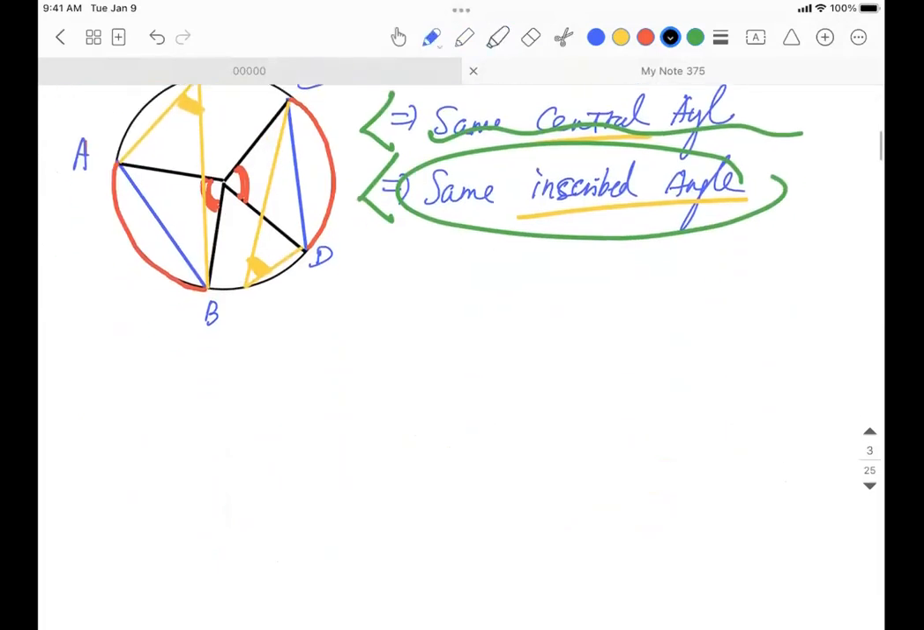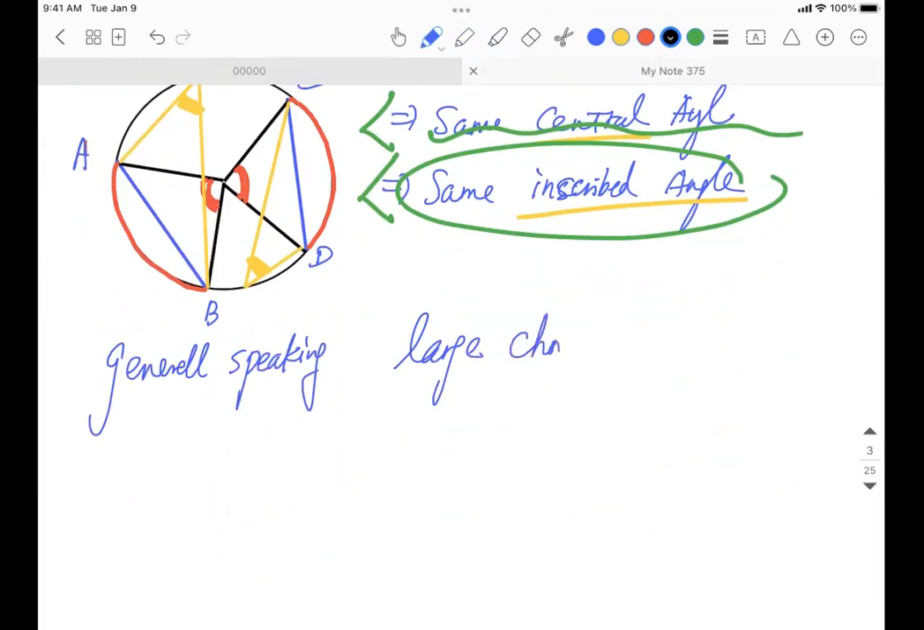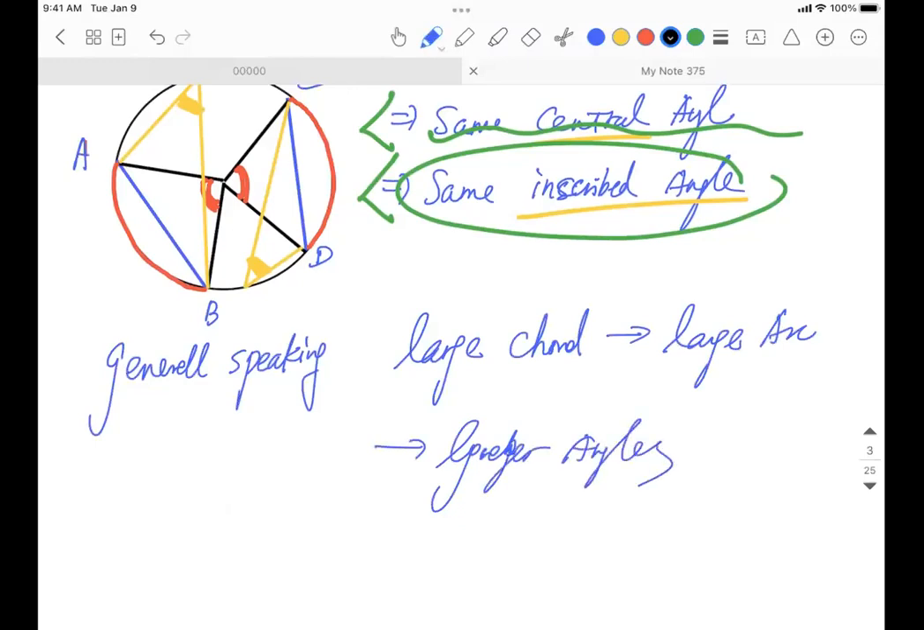And generally speaking, a larger chord always indicates a larger arc and larger angles. This is quite understandable, right? If you have a larger chord, it's going to face a larger arc and a larger angle. So far, so good?